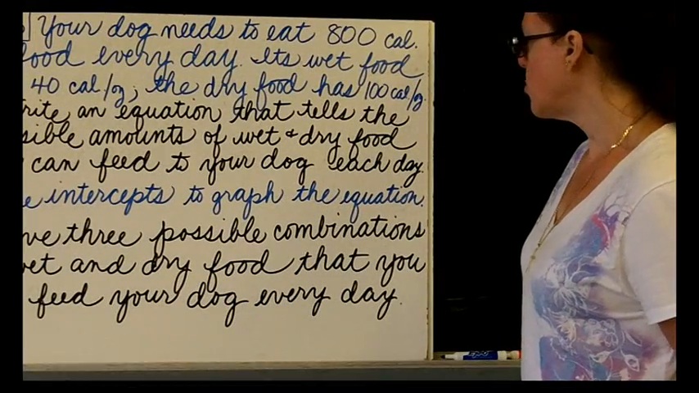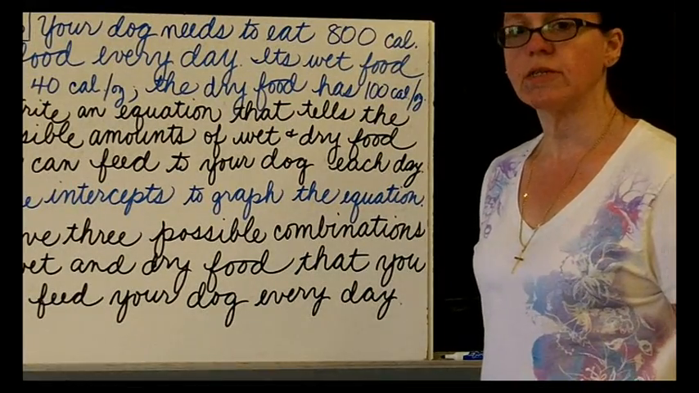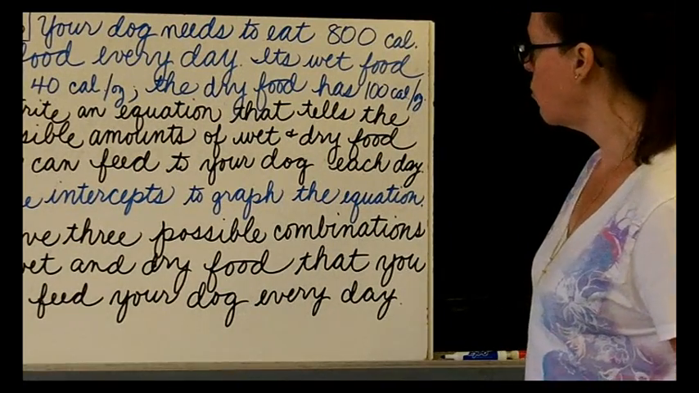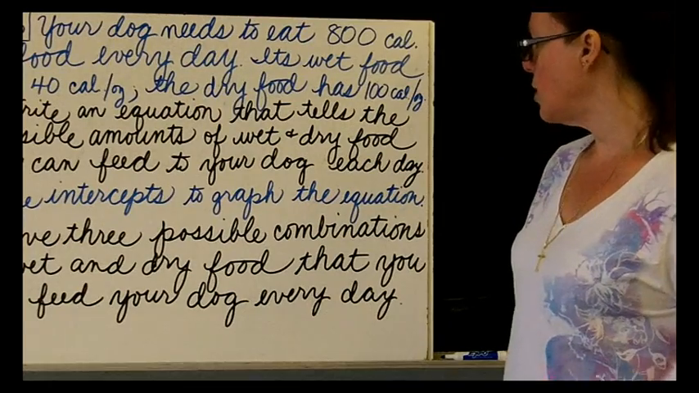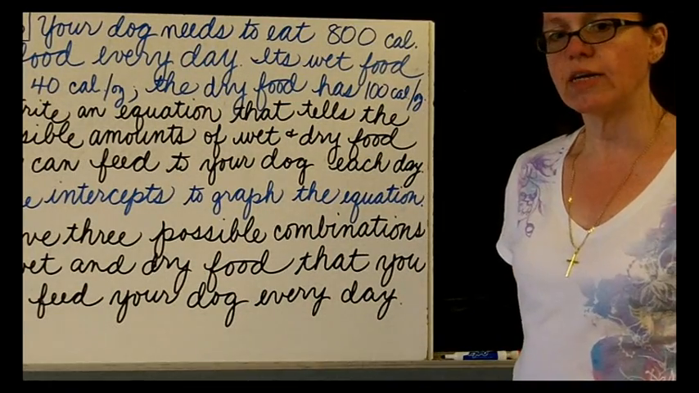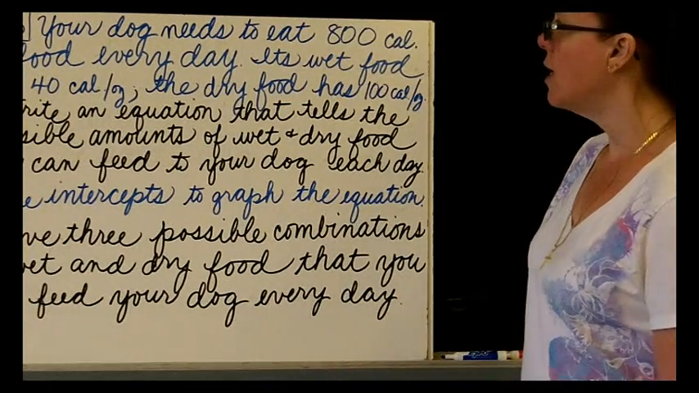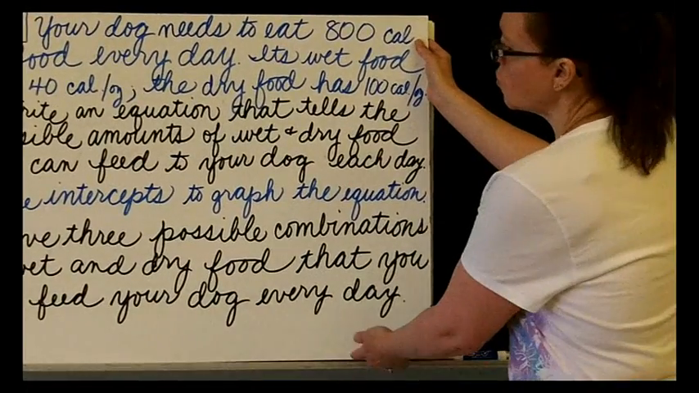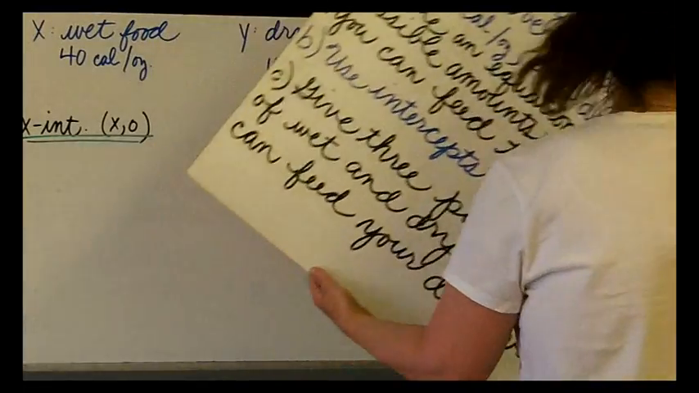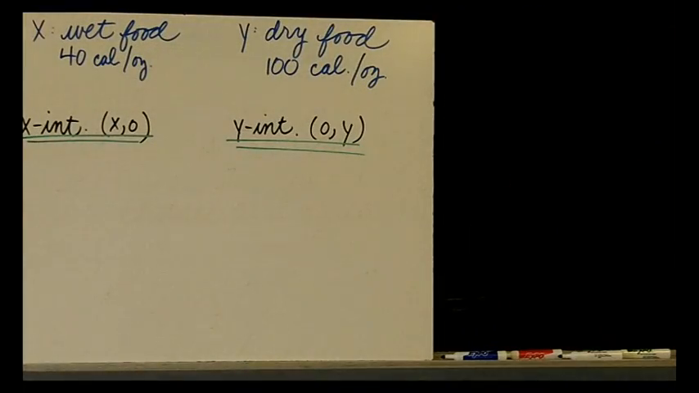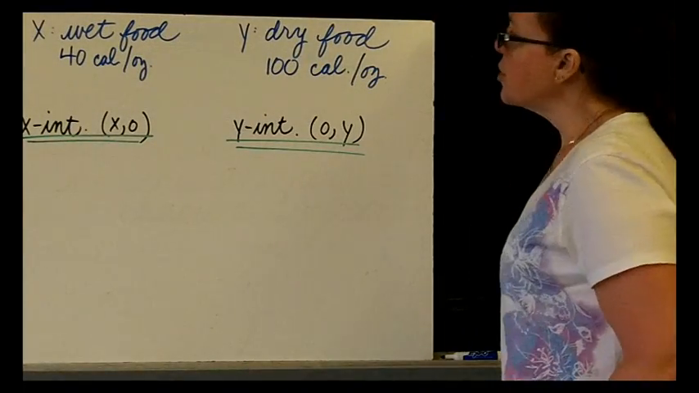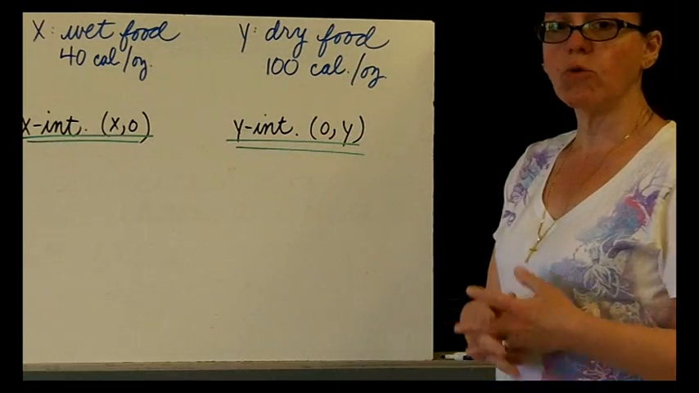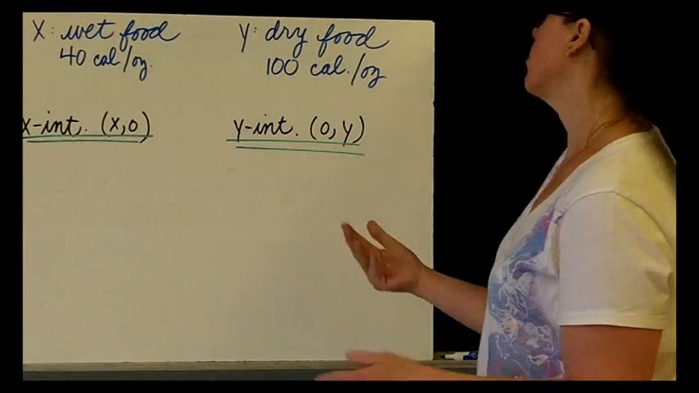B, use intercepts to graph the equation. And then C, give 3 possible combinations of wet and dry food that you can feed your dog every day. Wow, that is a lot. But I'm sure I will break it down in such a way that you'll feel that this is very manageable. So the first thing we need to do is come up with an equation, an x and a y equaling some number.